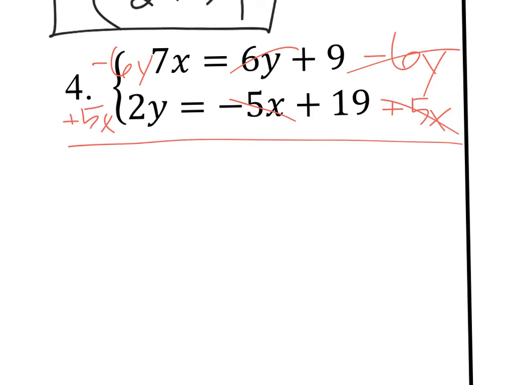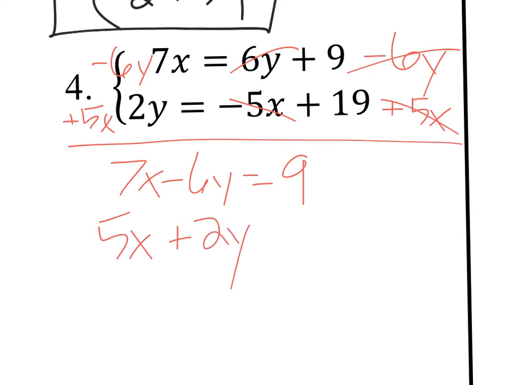So the top one, I put the minus 6y over. So that means I had a positive 7x minus 6y, okay, equals 9. And then the other one, it was a positive 5x and a positive 2y. So that means I'll put a plus sign, and 2y equals 19. So now they're both in standard form, okay? But they're not ready to eliminate. If I added them together, the x's wouldn't cancel, nor would the y's cancel, okay?